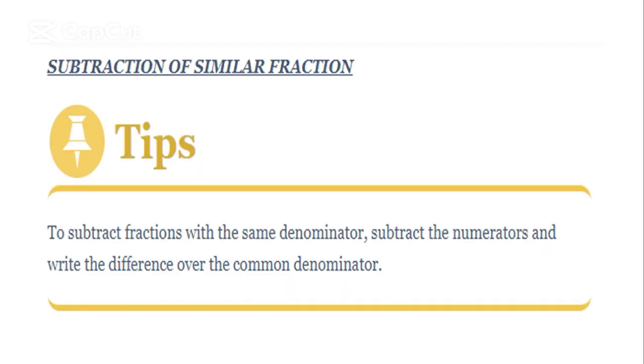Let's proceed to the second fundamental operation, which is subtraction. So let's start by subtracting similar fractions. By doing that, it is the same as how we add similar fractions. We need to copy the common denominator and subtract the numerators.